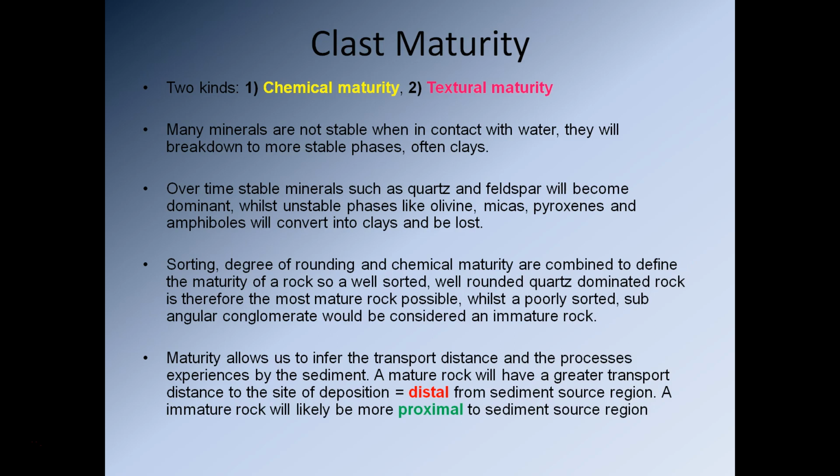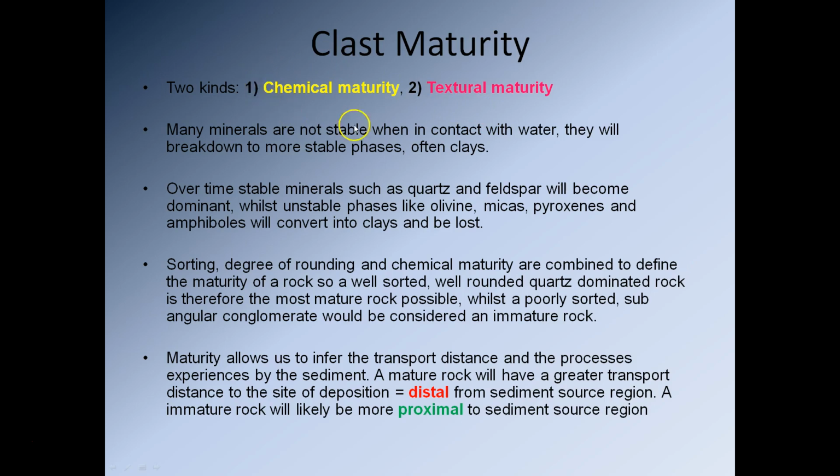So this brings us on to clast maturity. We've already discussed that over time, as a sediment gets transported, it will become one, better sorted, and two, more rounded. Now this is referred to as textural maturity. When you look at the texture of the rock and the clasts within it, it allows you to make an estimation of whether the sediment's been transported for a long period of time or a short period of time.